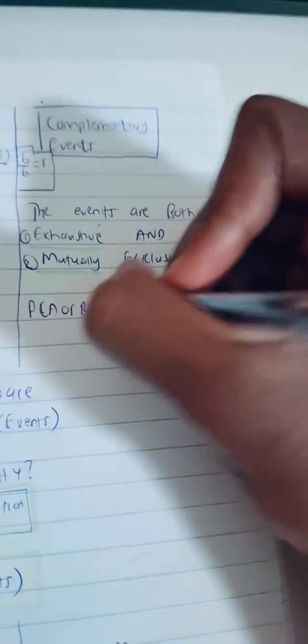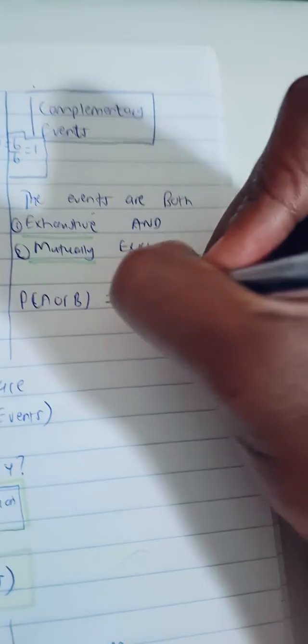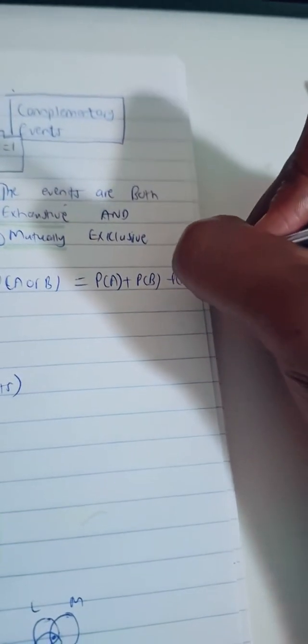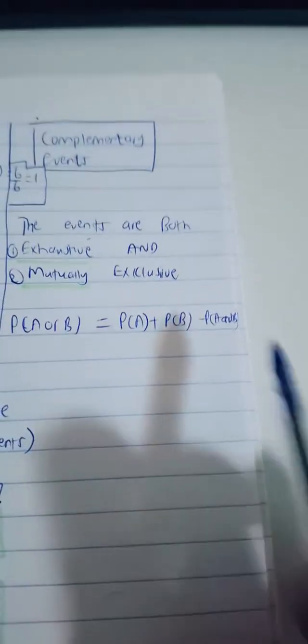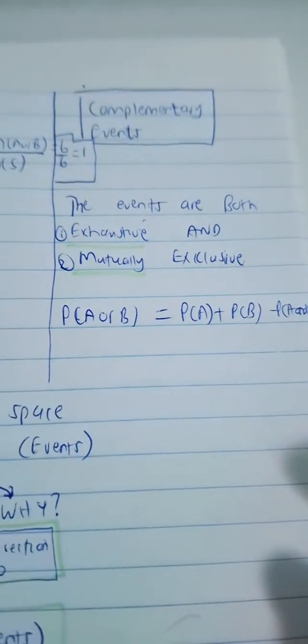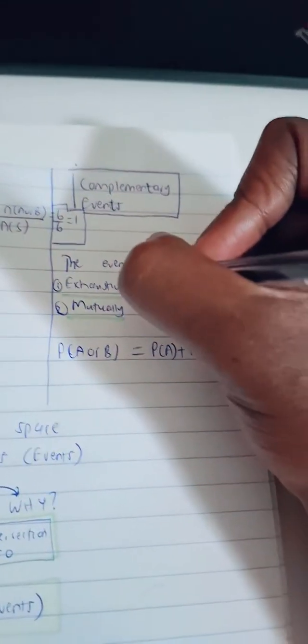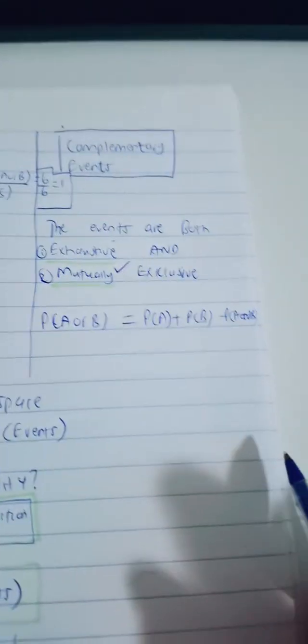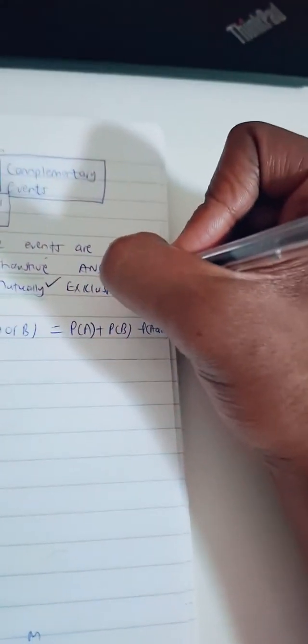Exhaustive and mutually exclusive. So let's think about this practically. If you have the addition rule, remember the addition rule? You remember it, Mosne? Okay, you remember the addition rule. When an event is mutually exclusive, we know that P(A and B) is what?